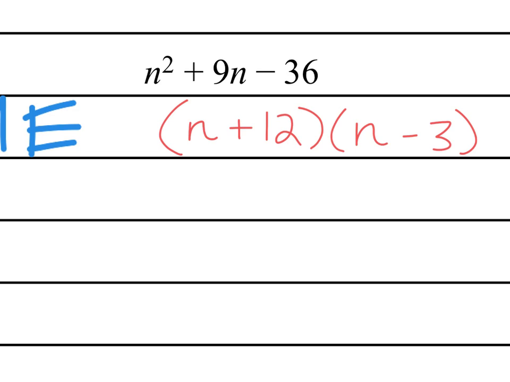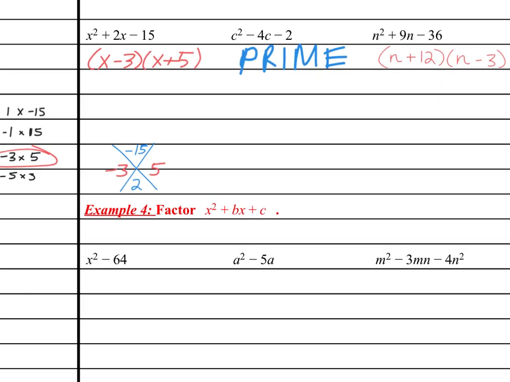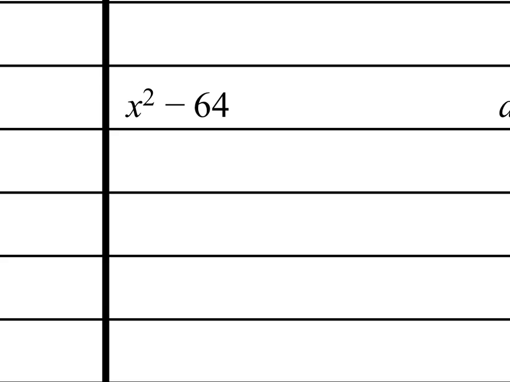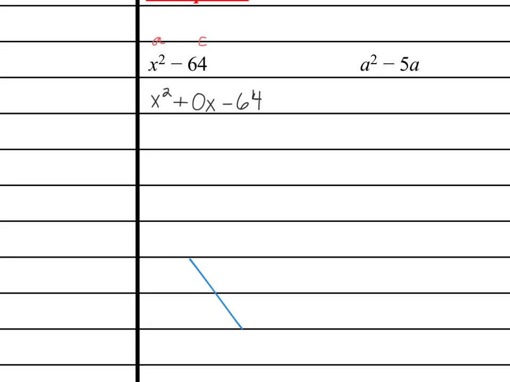Okay, last few. Here we go. These ones are kind of special. The first one, you don't see a B term. So this is the A and C right now. So you could actually rewrite this as x squared plus 0x minus 64. You don't see a B term, the B term is 0. There are no x's. And so you need two numbers that multiply to negative 64, but add to 0.